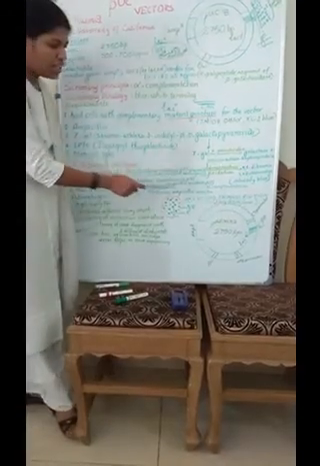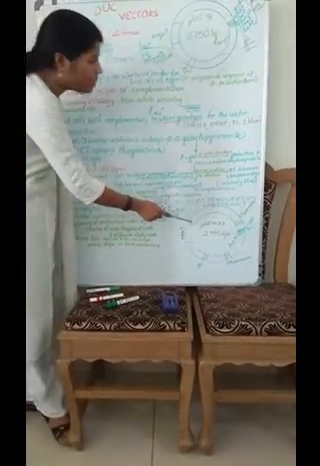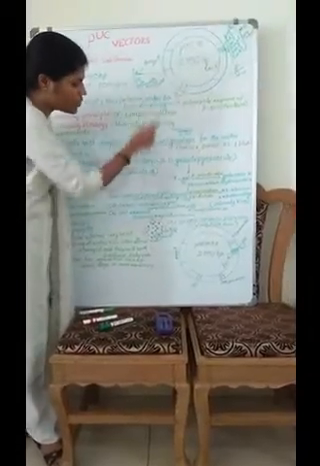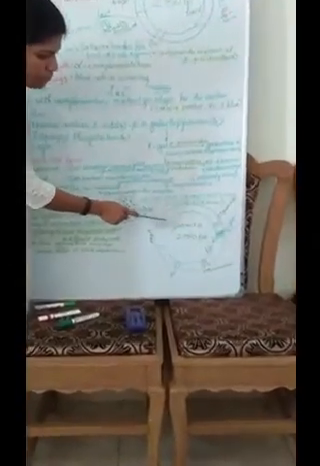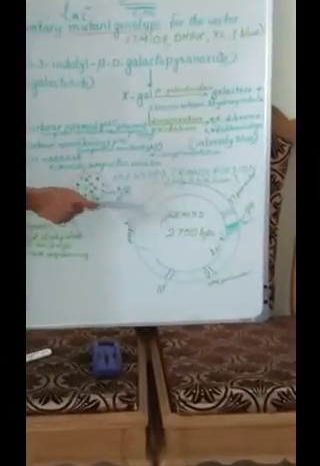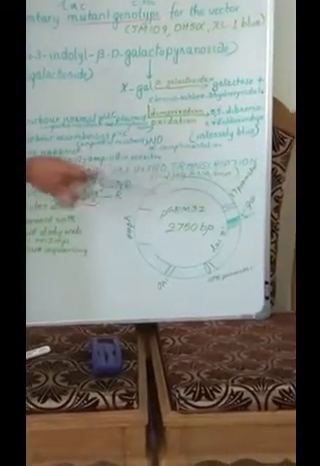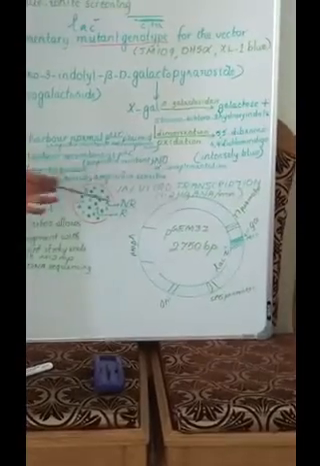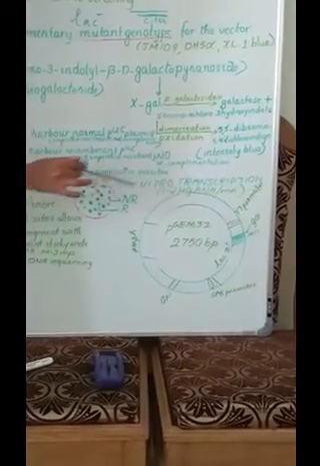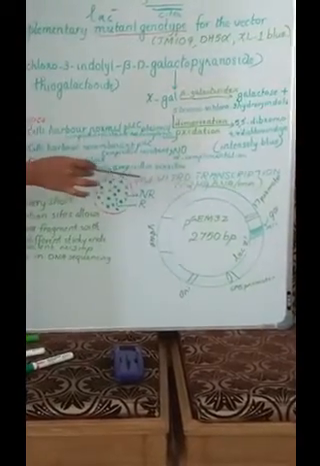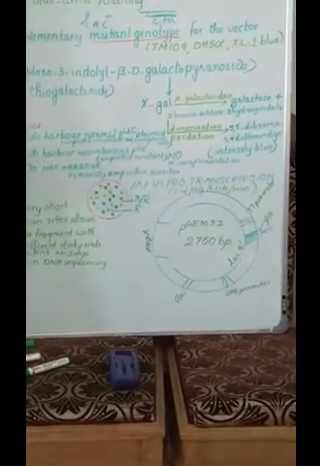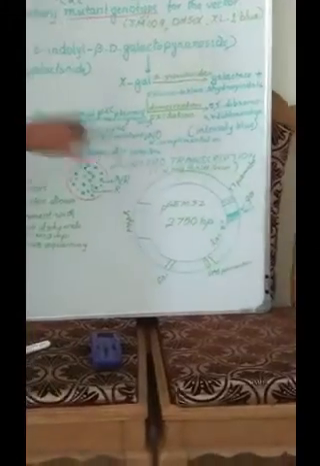Now we can see another vector which is derived from the pUC series vectors only, pGEM3Z. This particular vector pGEM3Z has all the features the same, but two additional features are there. Before we go to those details, we can see what's the importance of this particular vector. This vector is quite useful for in vitro transcription work.